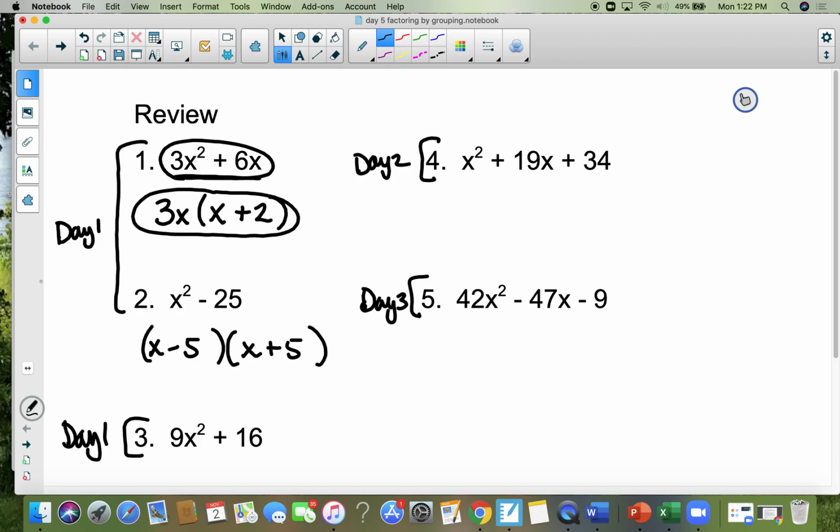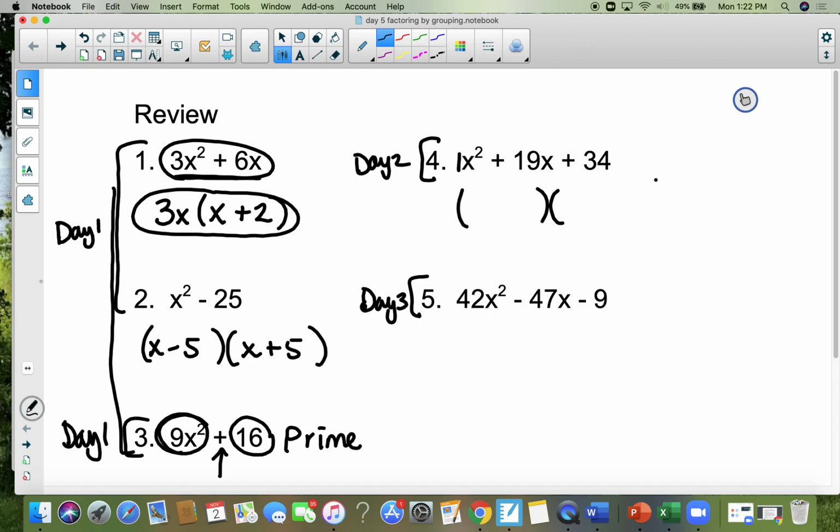This is also a perfect square. This is 3x and 3x, and this is 4 and 4, but there's a plus sign, which makes it prime. So this is all we learned in day 1. In day 2, we learned if this was a 1, that this makes the problem really easy. You just put an x and an x, and factors of 34 are 17 and 2, and you check your ORI, and you get your 19x. So that's what we learned on day 2.